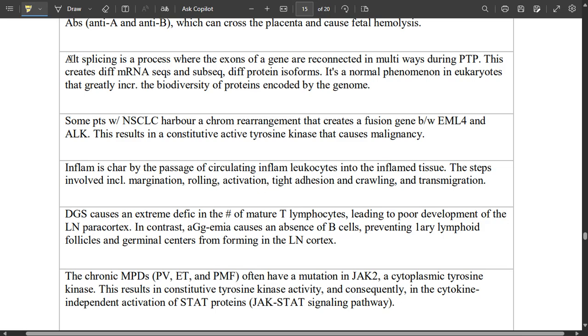So biodiversity of the proteins: various isoforms of the proteins are formed. Therefore, this creates a different mRNA sequence and subsequently different protein isoforms, and increases the biodiversity of proteins.